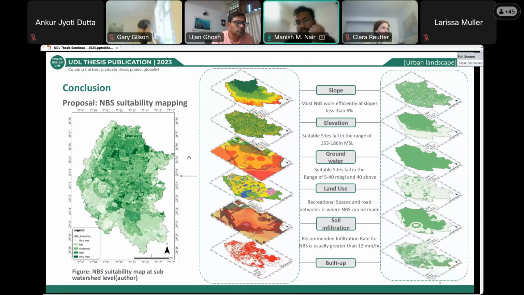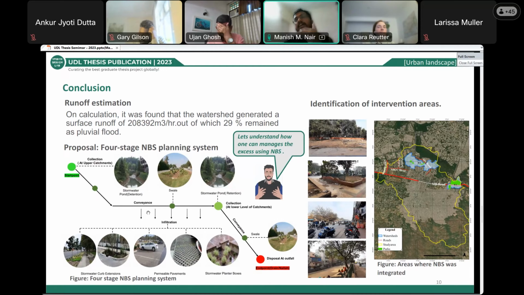To illustrate this point, I have developed a flowchart elaborating the conceptual design, which involves locations and the placement of urban NBS like swales and other bioretention areas. The flowchart here explains the four stages, beginning with the primary collection, where certain stormwater ponds will be located. Then coming to conveyance and infiltration, where NBS features like swales and other bioretention areas can be integrated.